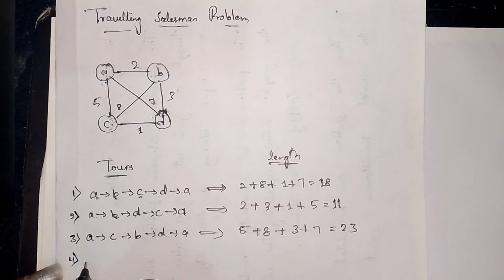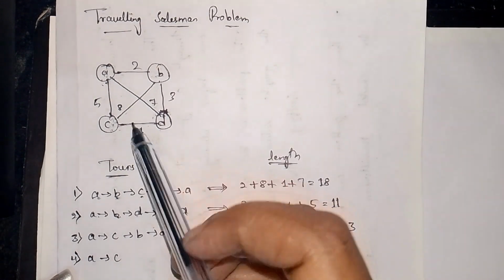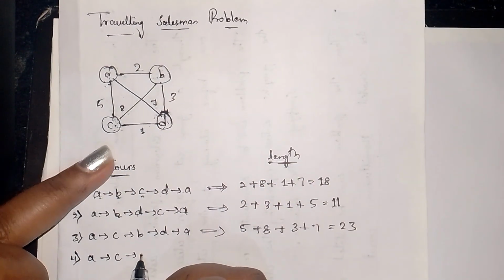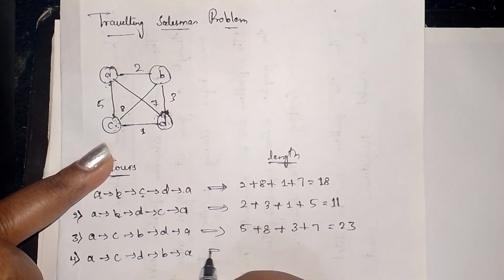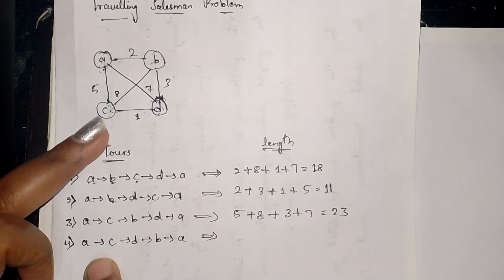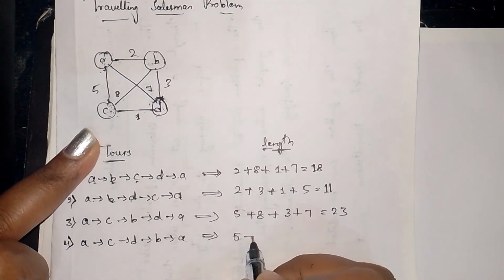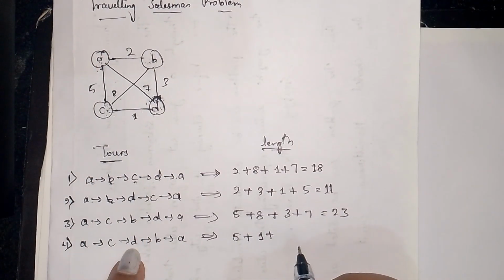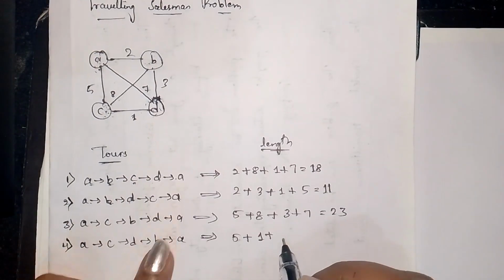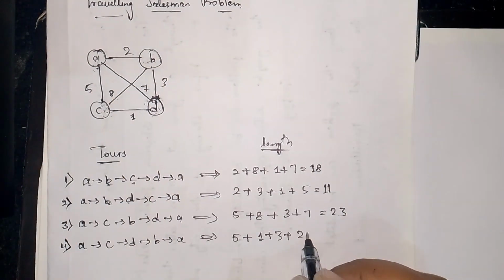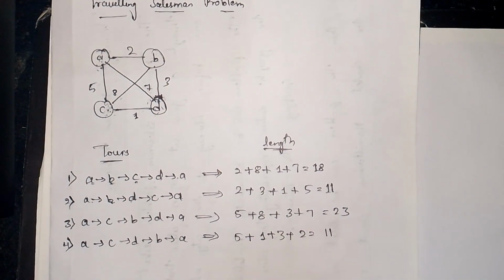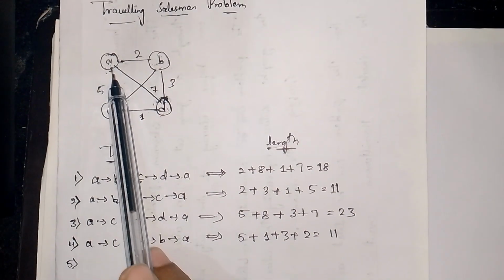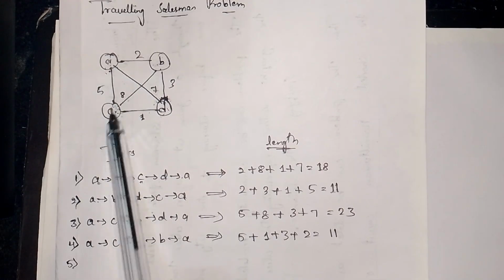Now from A he can travel to C, C to D, D to B, and B to A. The distance is A to C is 5, plus C to D is 1, plus D to B is 3, plus B to A is 2, which equals 11 again.